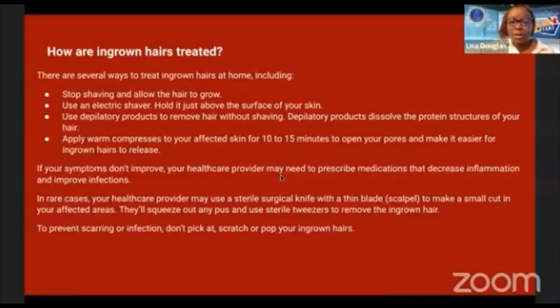In rare cases, the healthcare provider may use a sterile surgical knife with a thin blade, called a scalpel, to make a small cut in your affected area. They'll squeeze out any pus and use sterile tweezers to remove the ingrown hair. To prevent scarring or infection, don't pick at it, scratch, or pop ingrown hairs. I know a lot of people like to do that, but don't do that.